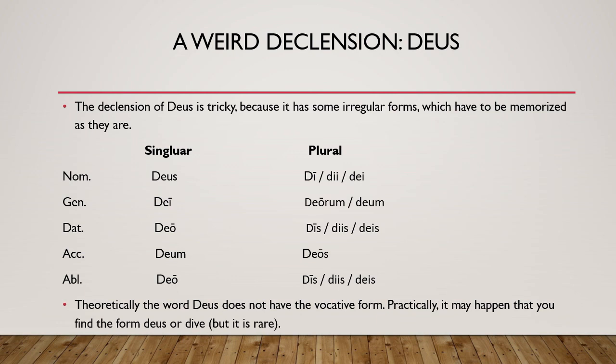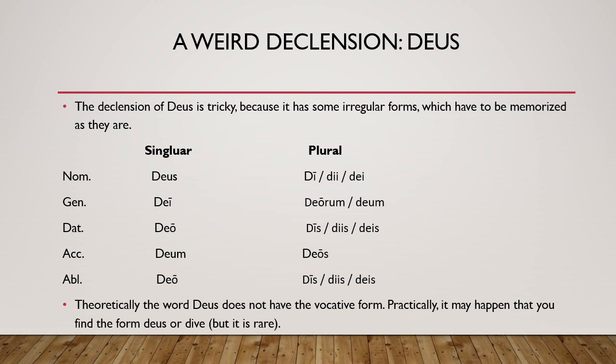Deus, Dei, Deo, Deum, Deo. Plural. Di, Dei. Deorum, Deum. Dis, Deis. Deos, Dis, Deis.